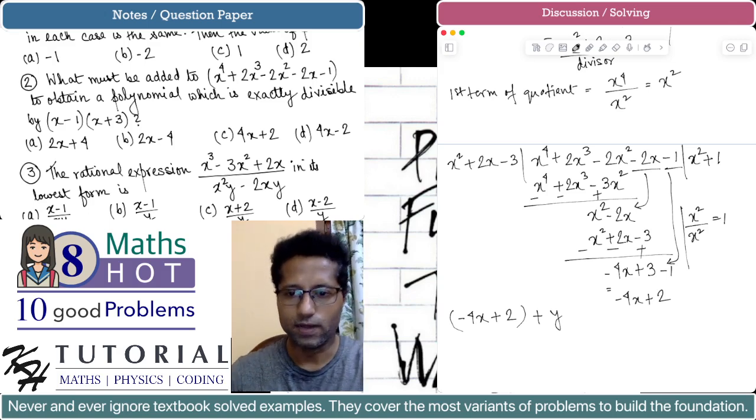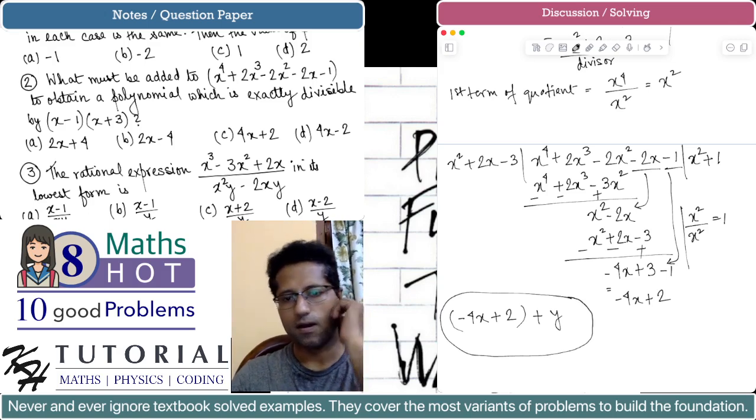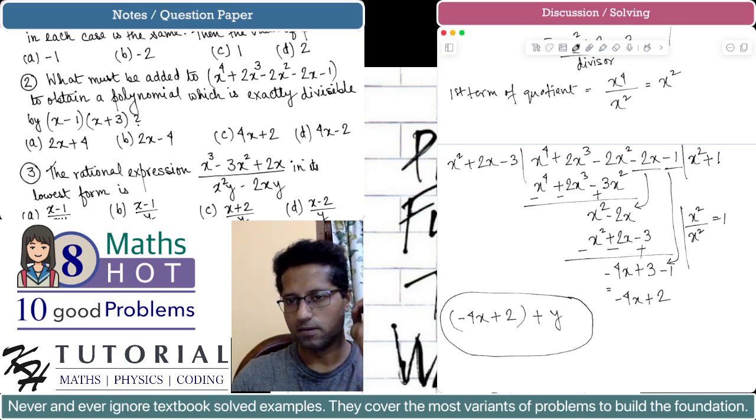Okay, what we can do is this. Minus 4x plus 2 was the final remainder. Now if we add y to the whole polynomial, then the final remainder will be minus 4x plus 2 plus y. If somehow this whole remainder becomes 0, then we can say that the divisor x square plus 2x minus 3, which is essentially x minus 1 multiplied by x plus 3, will exactly divide the given polynomial.